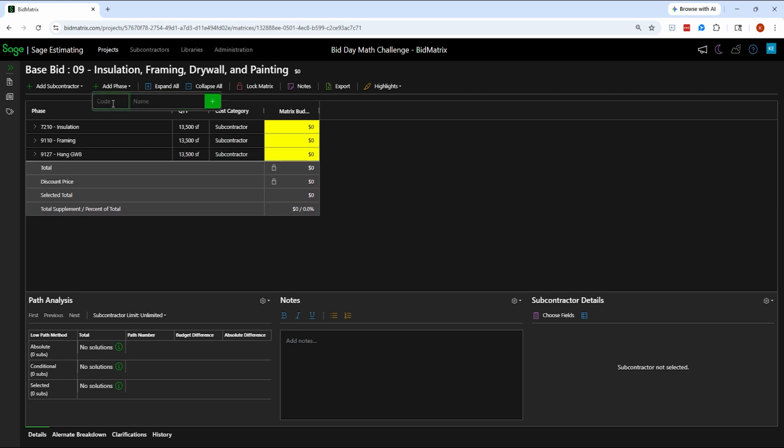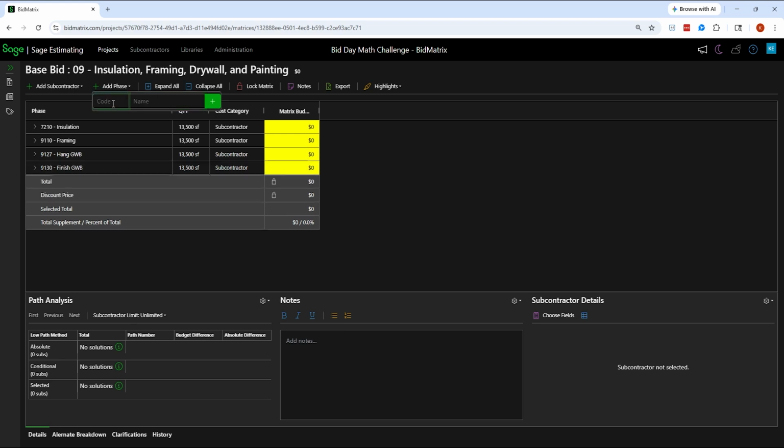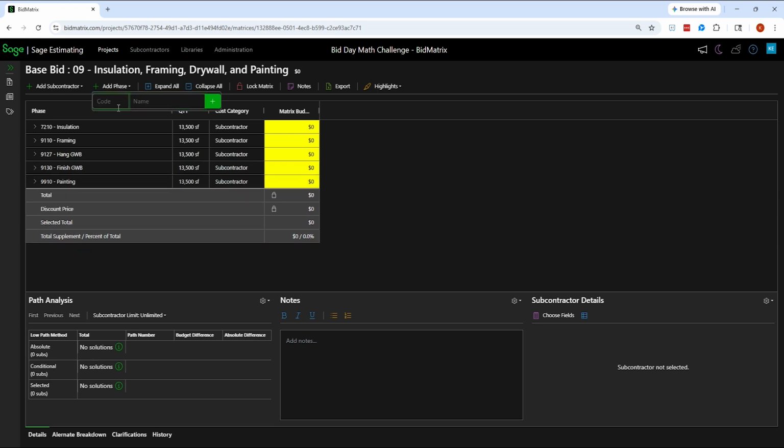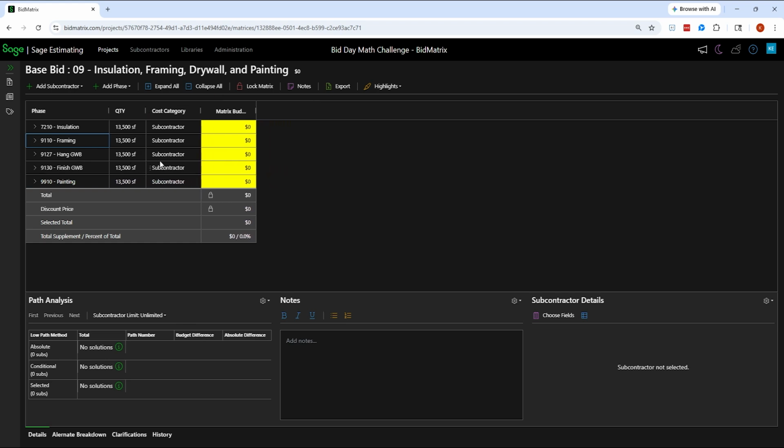Hang gypsum wall board. Finish the gypsum wall board. And I think I had a painting in there. Okay, so there were the 5 levels of scope that I wanted to check for completeness and so forth. I'm going to crunch these up just a little bit here. And in this example, I'm not really using any quantities or categories or budget estimates. In a future one, we'll kind of talk about where that comes into play. So right now, I just want to get my subs in there.